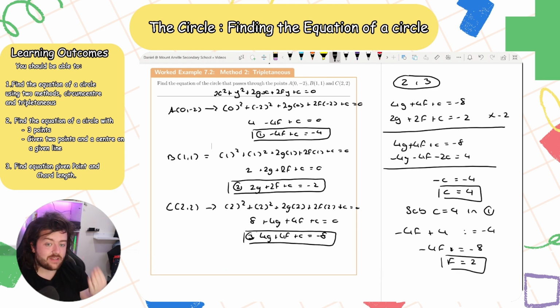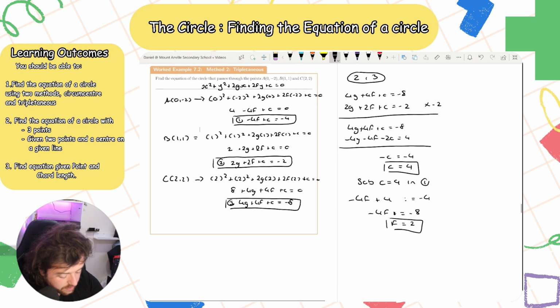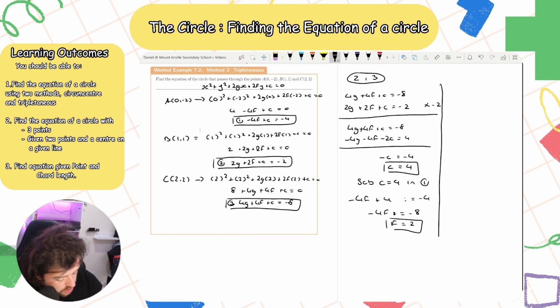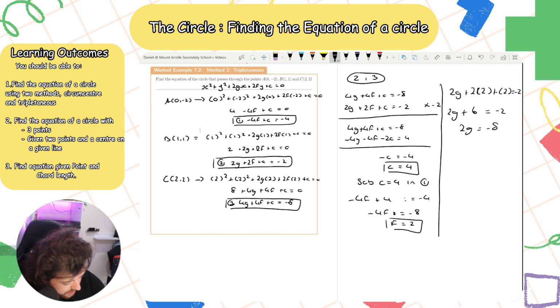And now that I have c and I have f, if I sub them into either equation 2 or 3 to find the corresponding g value, I am done. So 2g plus 2 times 2 plus 4 is equal to minus 2. 2g plus 4 plus 4 is equal to minus 2. 2g is equal to minus 8.